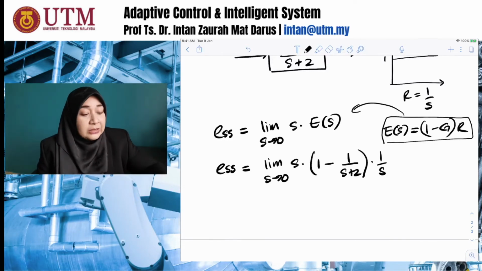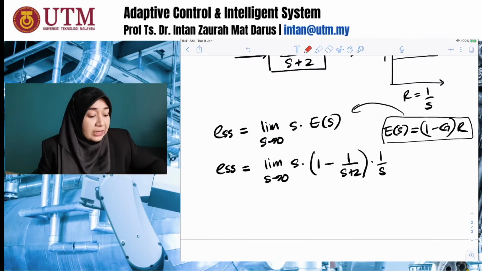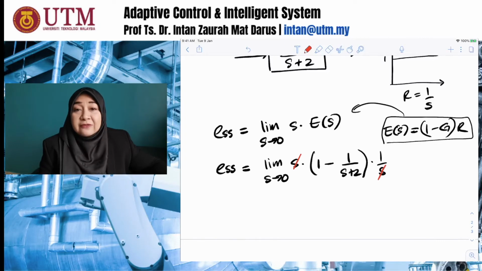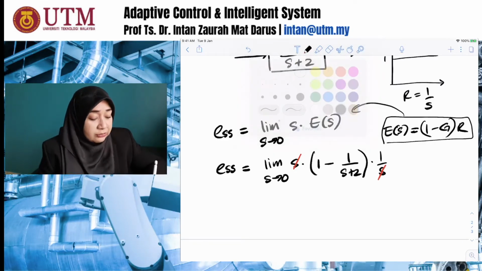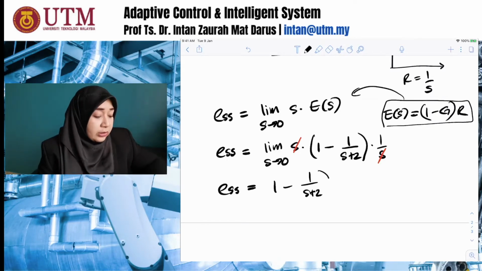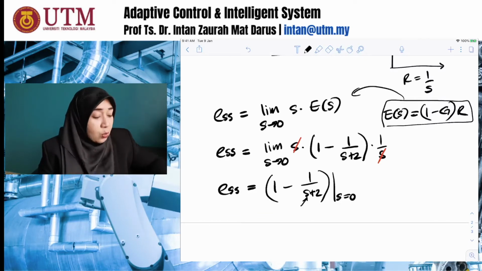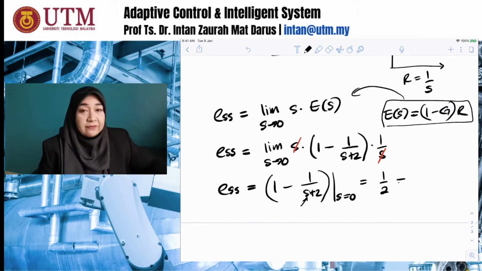Okay, and then we can straight away see that the 1 over s from your input can be cancelled out by the s from the final value theorem. So we can do that, and then we limit all the other s to 0 and check what the response is. So E_ss is equivalent to 1 minus 1 over s plus 2 with s equal to 0. Substitute s equals 0 there, you're going to have a half. 1 minus a half, you're going to get another half, 0.5.